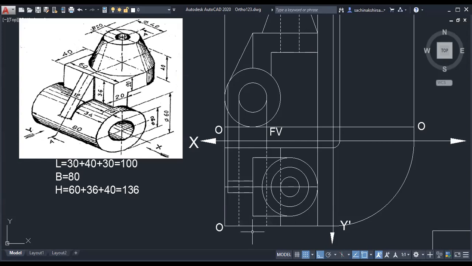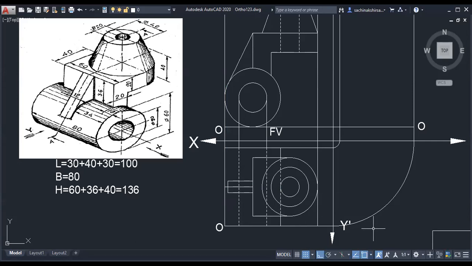Any problem in the top view? Top view मध्ये काय problem? No, sir. This is our top view. So this line also I will erase. So it is something like this. Top view is something like this.